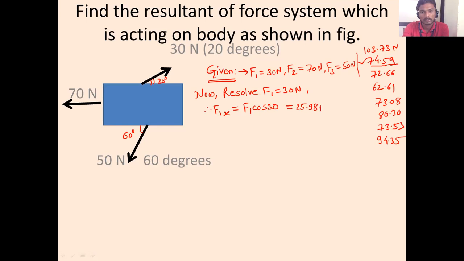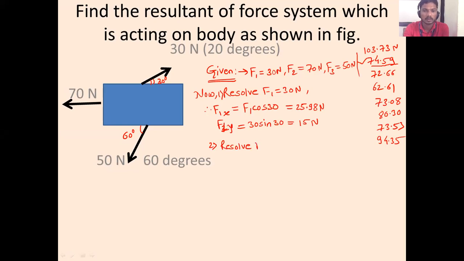Newton. Okay. F1x is 25.98 Newton. So in which quadrant is this force coming? First quadrant. F1y is 30 into sine 30, it will be 15. Yes. Now second step. I will give this as first, this as second. Now second, resolve.